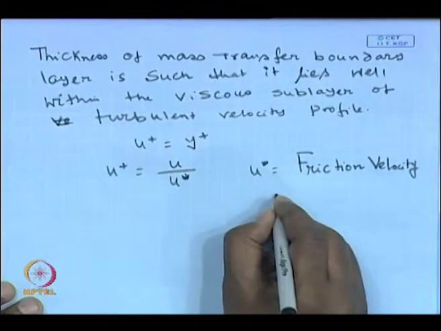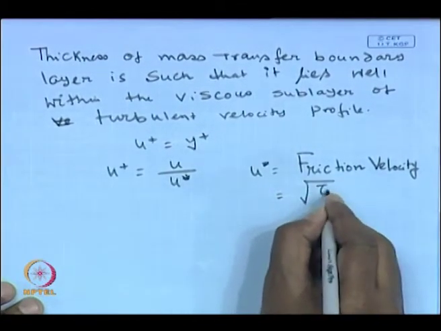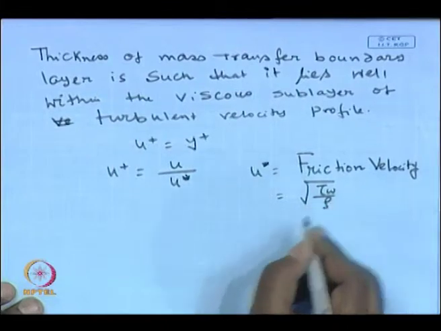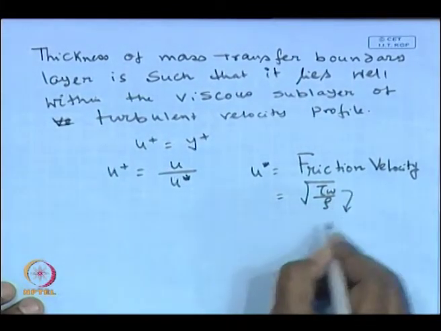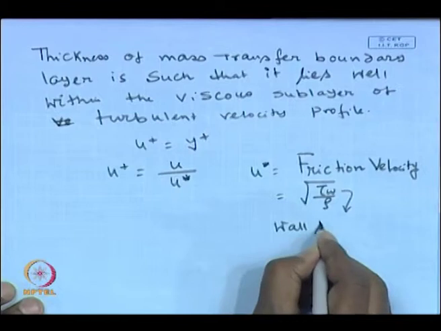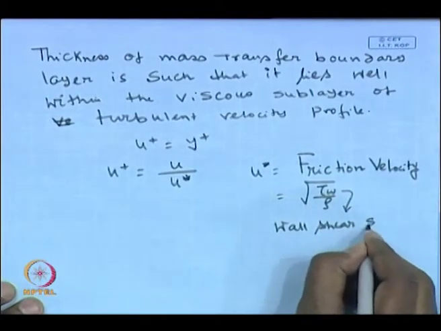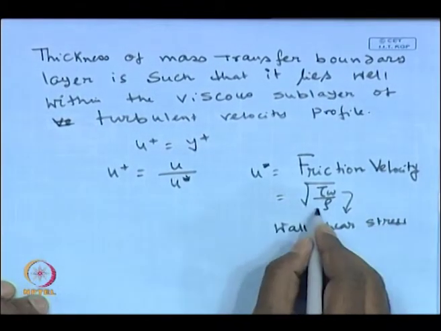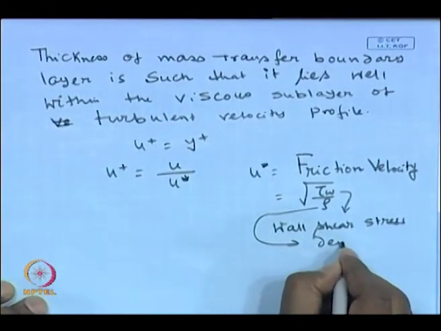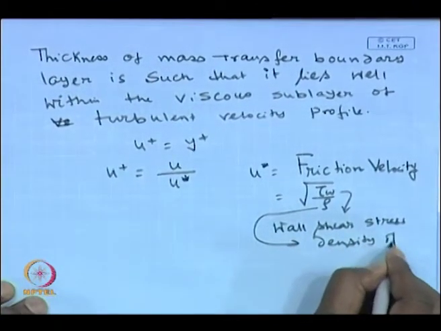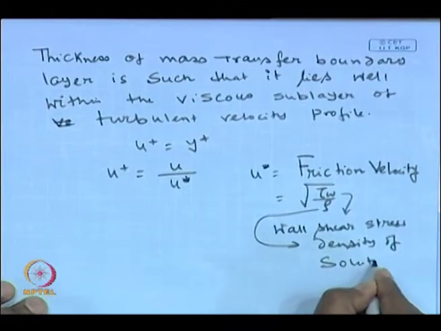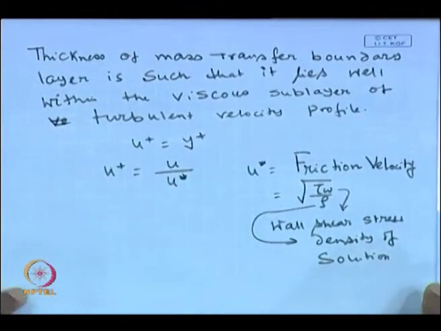Okay. And this is nothing but under root tau w by rho. What is tau w? Tau w is the wall shear stress, and rho is the density of solution or the medium. Okay.